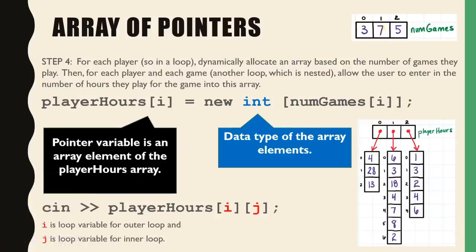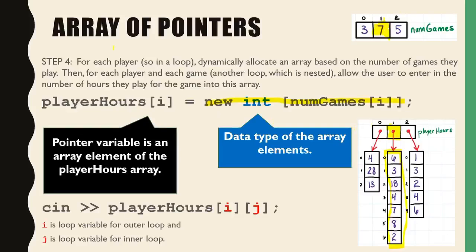So now I'm looking at the element with index 1 in the numGames array, and I'm also going to be looking at the element with index 1 in the playerHours array. And this part right here that I'm highlighting will dynamically allocate this array of size 7 and then put the memory address of that array inside of playerHours sub i.